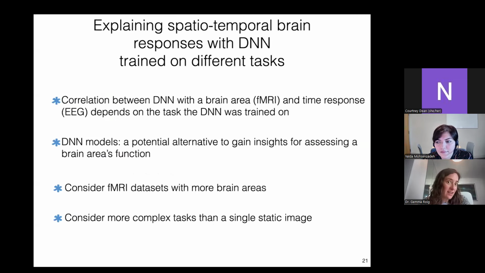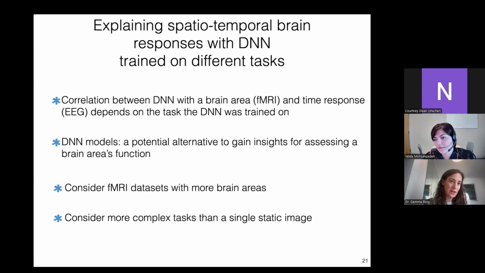So what we see is that the correlation between the DNNs and the brain area, and this is with fMRI, and the time response that we got with the EEG, depends on the task that the DNN was trained on. So the DNN models can be a potential alternative to gain insights for assessing a brain area's function, or when something is processed in the brain. And then what we are doing, of course, is considering fMRI datasets that have greater coverage, and this links to the Argonauts project, as you can imagine, and also considering more complex tasks than single static images.